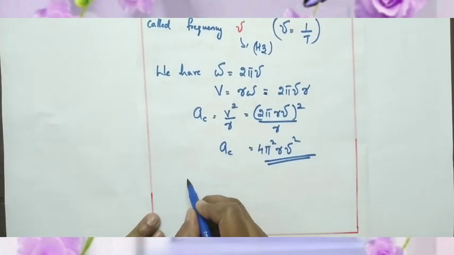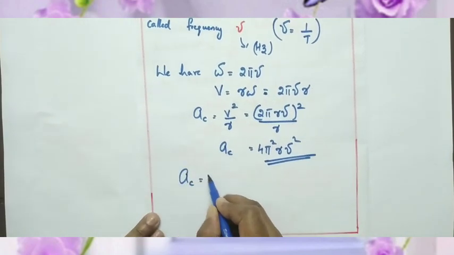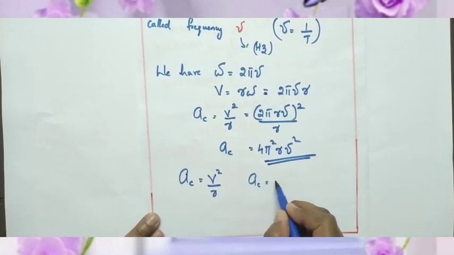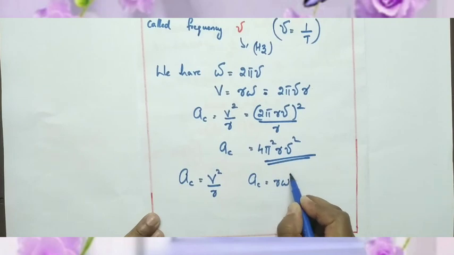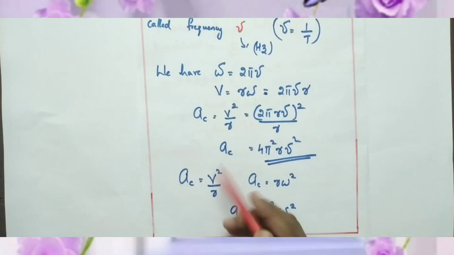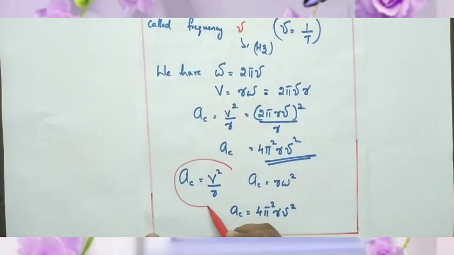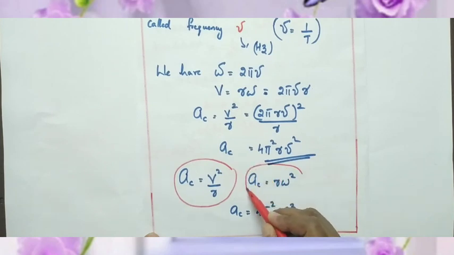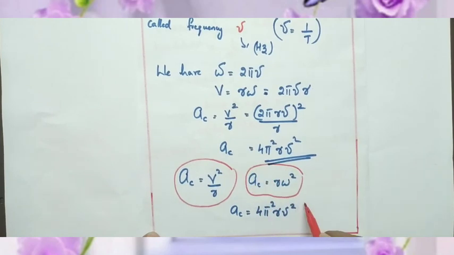So there are three formulas for centripetal acceleration: a_c equal to v square by r, a_c equal to r omega square, or a_c equal to 4 pi square r nu square. Clear? So the first is the formula for centripetal acceleration relating linear velocity. This is the formula with angular velocity. This is the formula with frequency nu. Okay children?